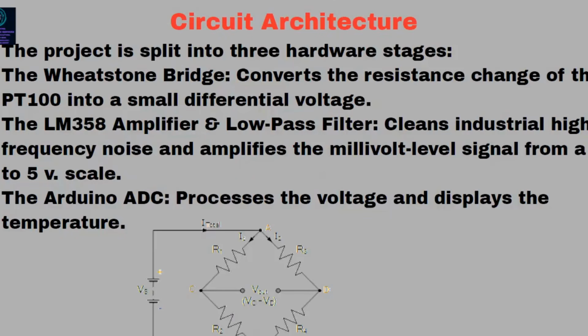The second is the LM358 amplifier and low pass filter. We use the LM358, an operational amplifier, as an amplifier with a low pass filter. It cleans industrial high frequency noise and amplifies the millivolt level signal to a 0 to 5 volt scale.